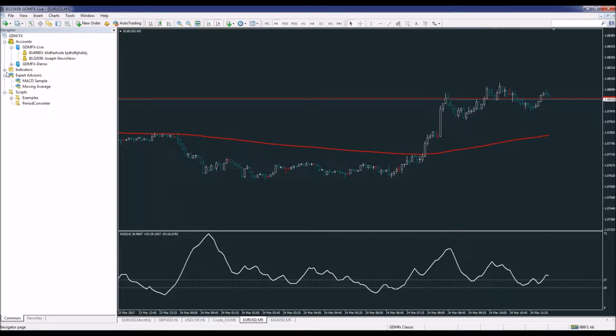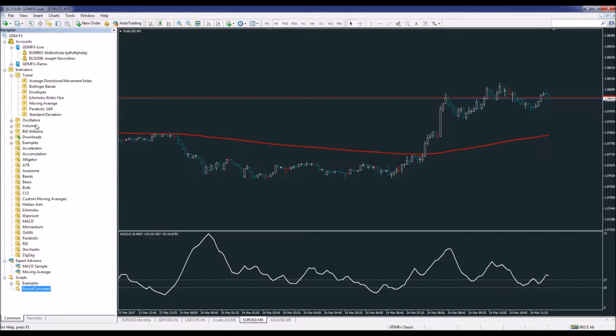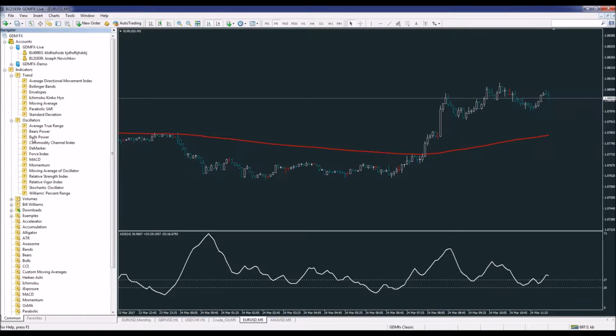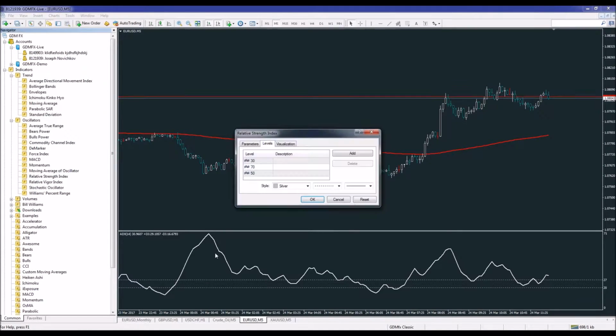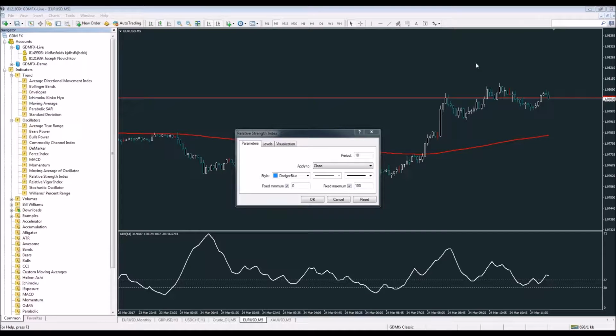Speaking of which, it's the relative strength index, which of course should be applied on top of the ADX, as I mentioned. The easiest way is to find it in the navigator bar. Just drag it on top of the ADX and apply the necessary parameters. Today we're going to use the period of 10 for the relative strength index, as well as the rest of indicators which are going to be used today. We're going to be talking about in the next few minutes.